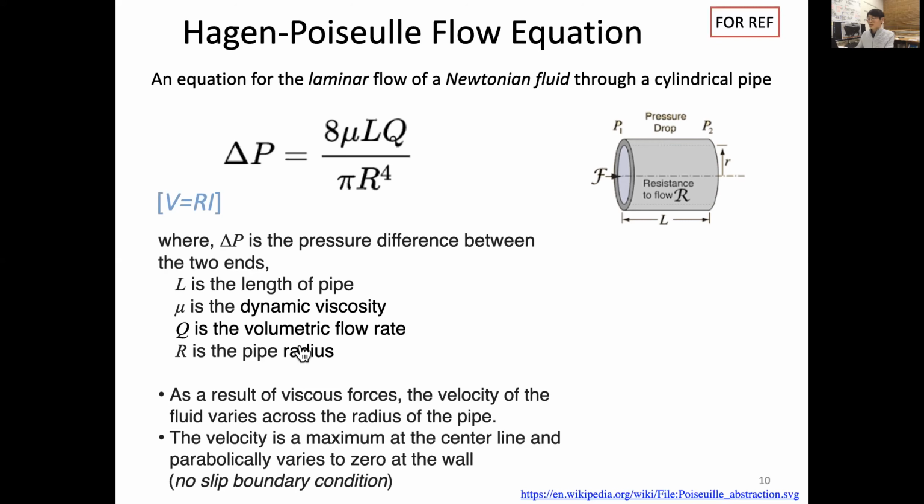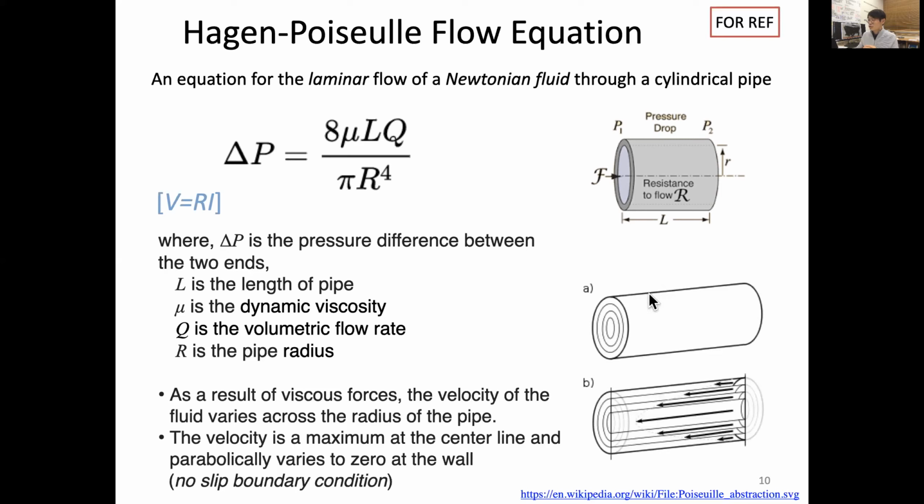Okay, so as a result of viscous forces, the velocity of the flow actually varies across the radius of the pipe. So in this pipe, I have to show you one of these fluid distributions. In engineering, there's a well-known condition, the so-called no-slip boundary condition, which means when there's a fluid flow, at the touching surface the velocity will remain zero, so it can't move.